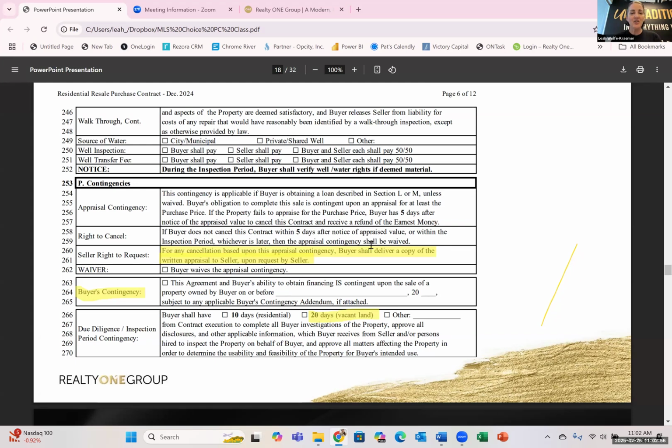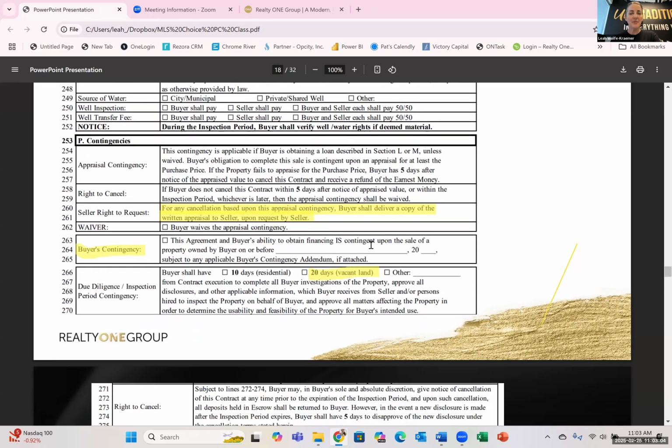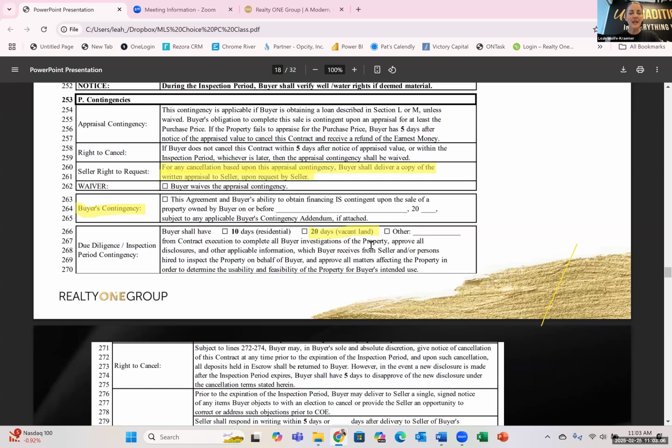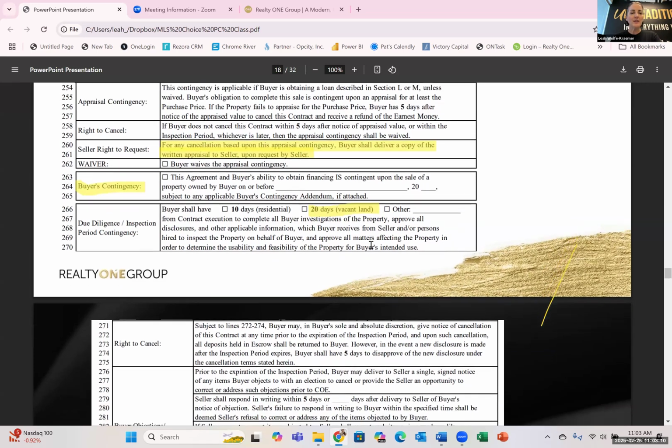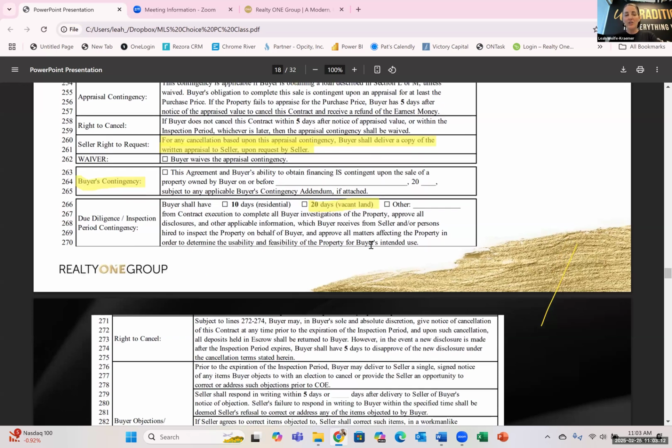During the inspection period, buyer shall verify well water rights if deemed material. Again, just a reiteration of what they should be doing. Appraisal contingency, again, that's same timeline, same obligations. Right to cancel, same timeline, same obligations. Seller's right to request. So this is why I had asked that question. For any cancellation based upon this appraisal contingency, buyer shall deliver a copy of the written appraisal to seller upon request by seller. I like that.